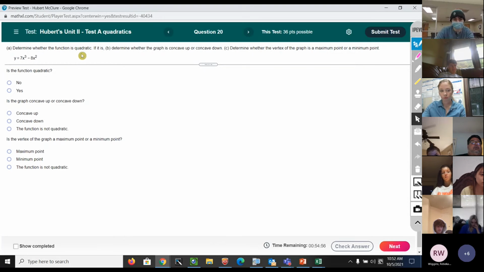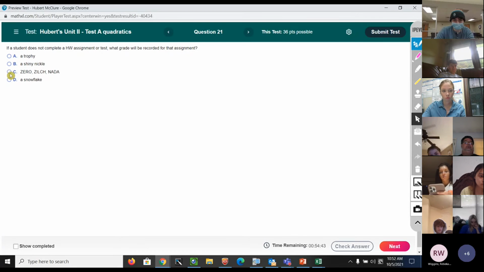Determine if the function is quadratic. It's not, because it's a cubic. It's a cubed function, so it's not a quadratic. 0, zilch.